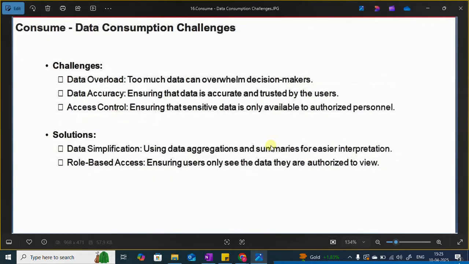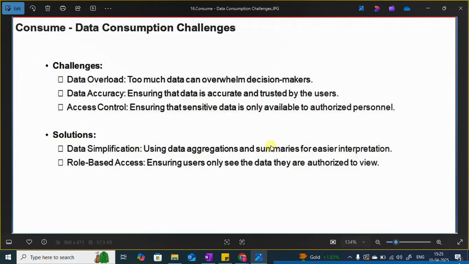Now, what are the different challenges? That is very, very important. What are the different challenges we face as part of data consumption? First, data overload. Too much data can overwhelm decision making, because if the data volume is too large, it's very difficult to take a decision. Data accuracy: ensuring the data is accurate and trusted by the user. Very little data should be missing. If there are more missing values, handling them will be too difficult, and data accuracy may suffer or mismatch.